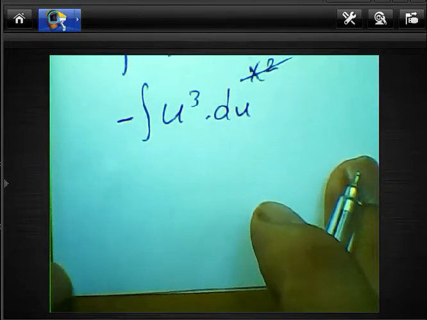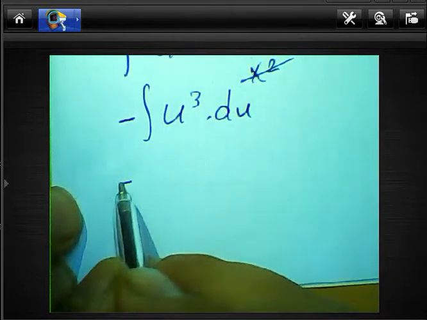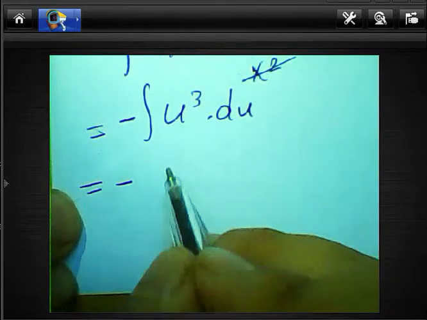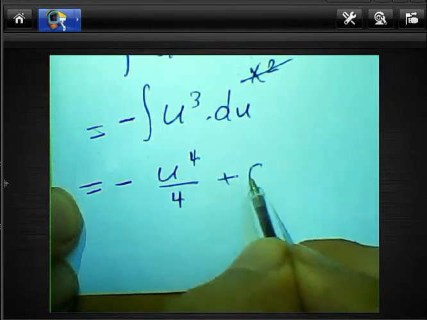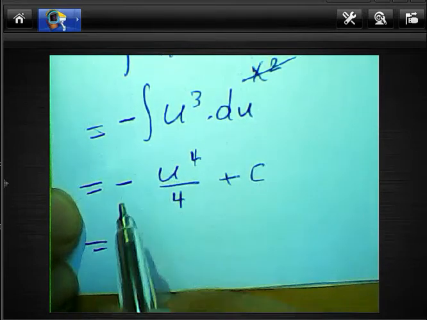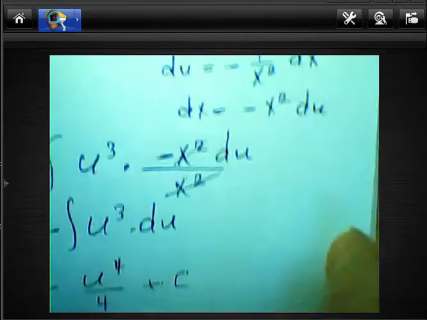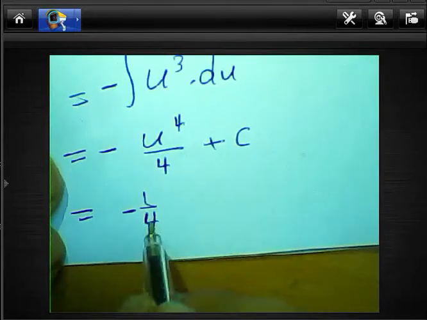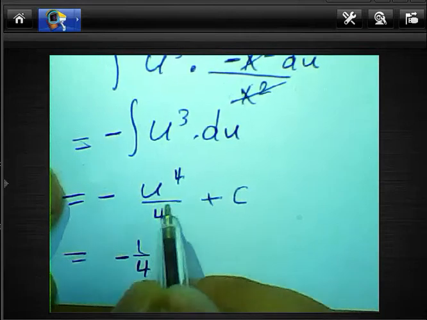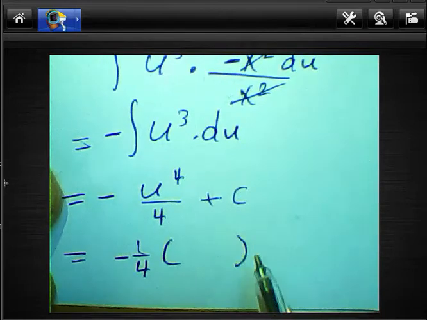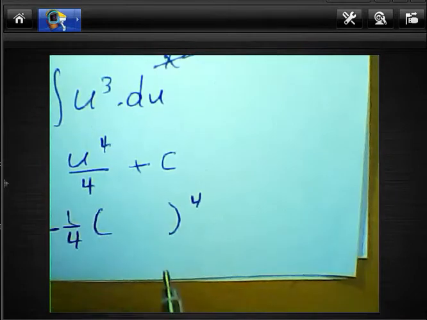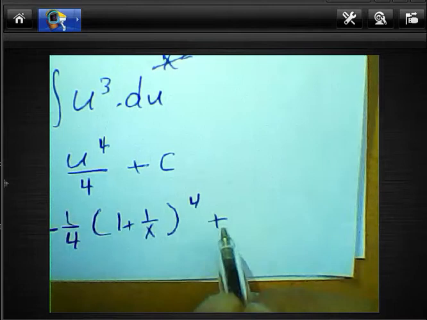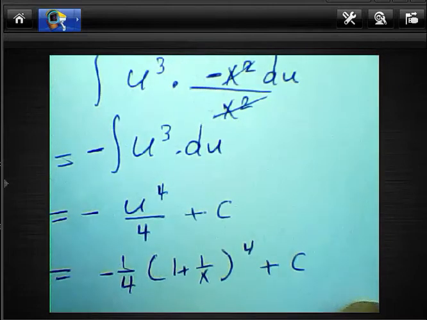And we can integrate this function. We write the negative outside, add 1 to the power and divide by the new power, plus a constant. Then we replace u, so the result will be negative 1/4, writing the 4 outside because it is the coefficient, and the function to the power 4, where u equals 1 + 1/x. So negative 1/4 (1 + 1/x)^4 plus a constant. This is the end of this example.